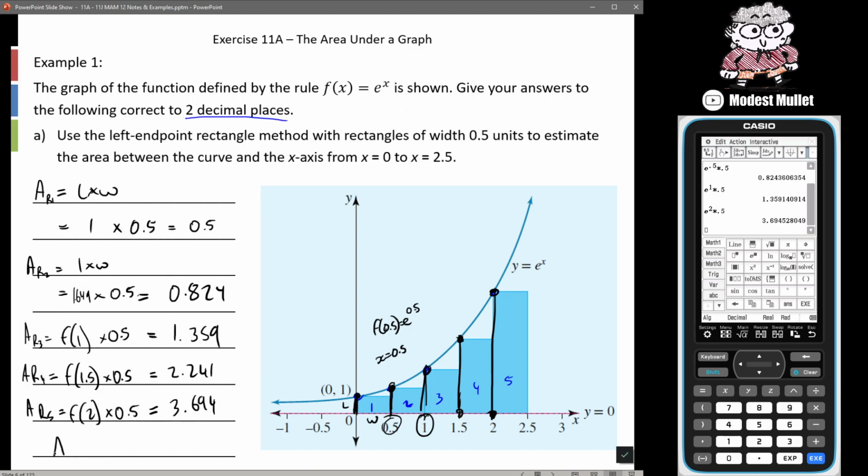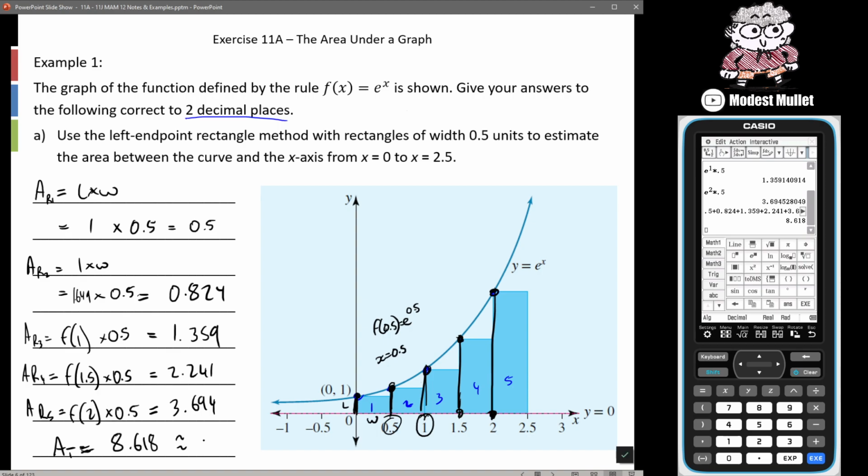So the total area is equal to all of those added together, which happens to be 0.5 plus 0.824 plus 1.359 plus 2.241 plus 3.694 equals 8.618.